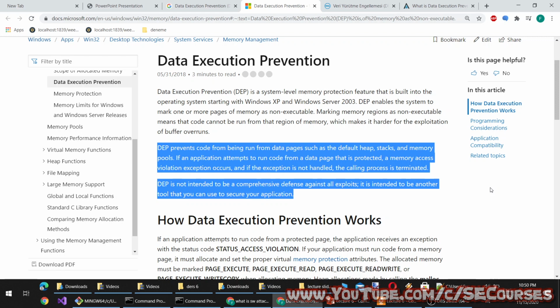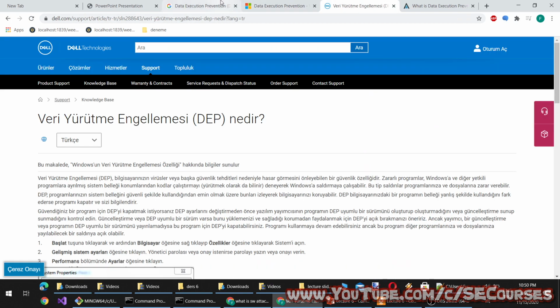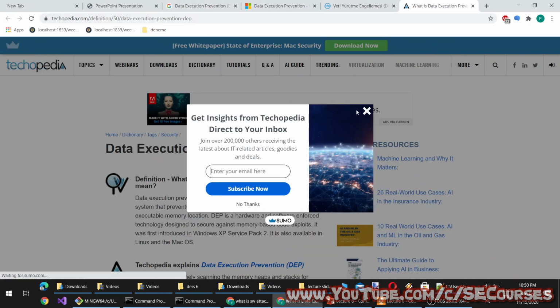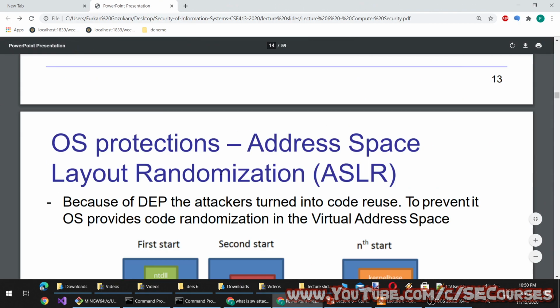DEP prevents code from being run from data pages such as the default heap, stacks, and memory pools. If an application attempts to run code from a data page that is protected, a memory access violation exception occurs, and if the exception is not handled, the calling process is terminated. DEP is not intended to be a comprehensive defense against all exploits. It is intended to be another tool that you can use to secure your application. Okay, I think we have enough idea about the DEP now.